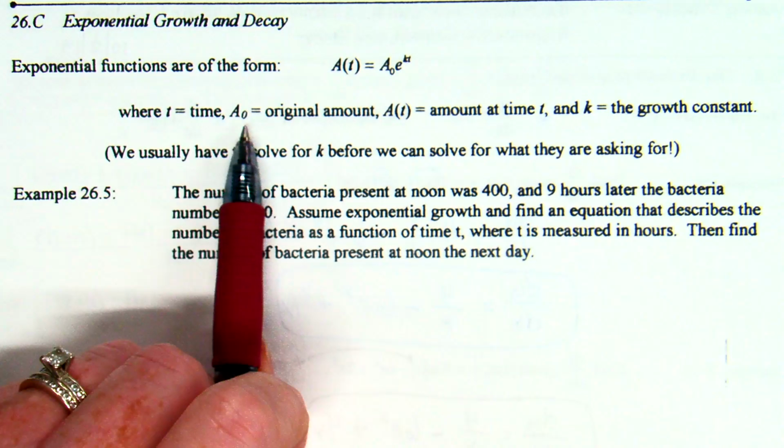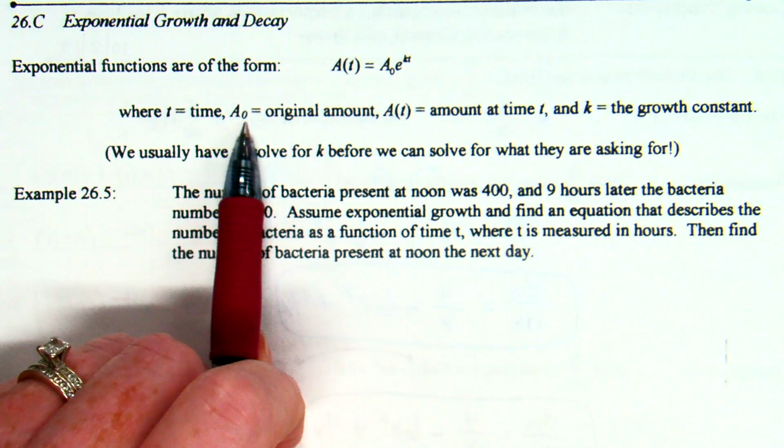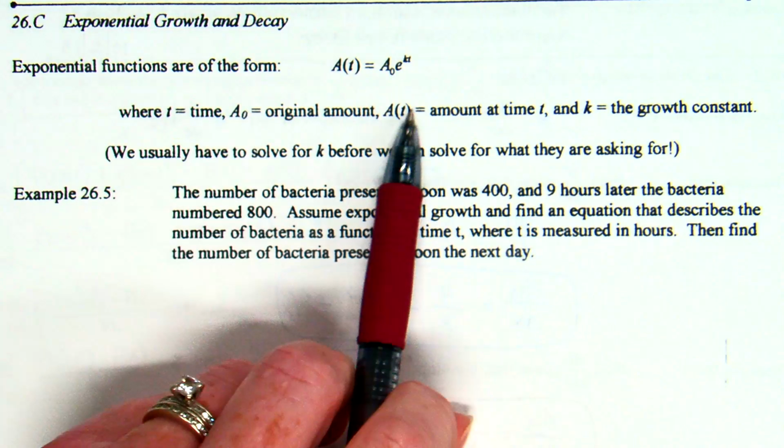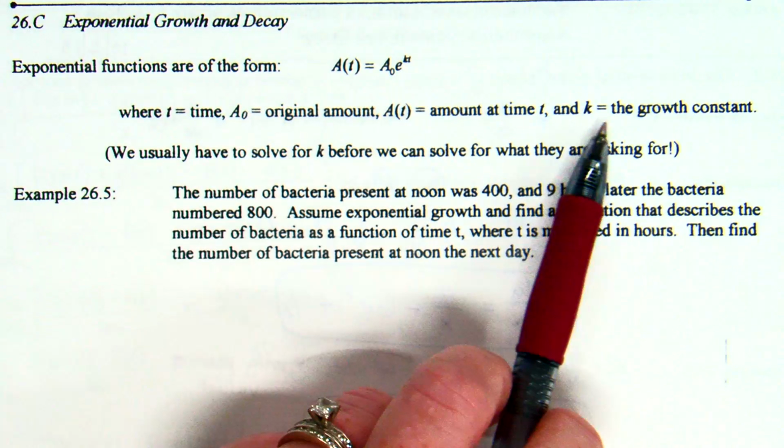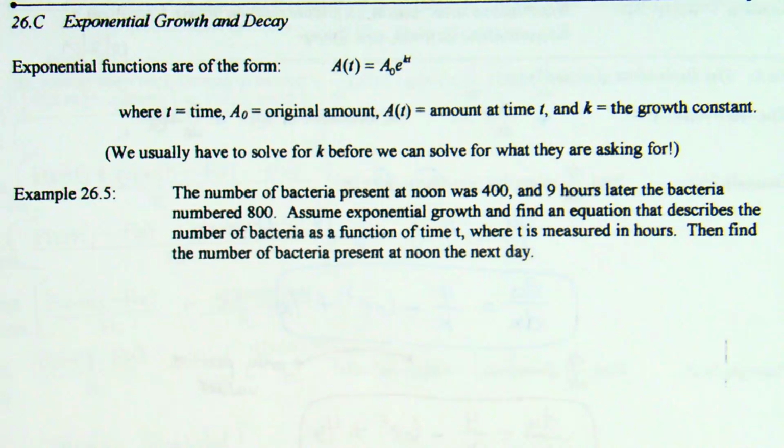A sub 0, in science, you guys call this A naught? Okay, A naught, the original amount. A of t is the amount at time t, and k is your growth constant. Kind of like when we have direct and indirect variation, k is a constant. Now, when we see these types of problems, we usually have to solve for k before we can solve for what they're asking for. So kind of like the variations, before you actually do the problem, we find k first.